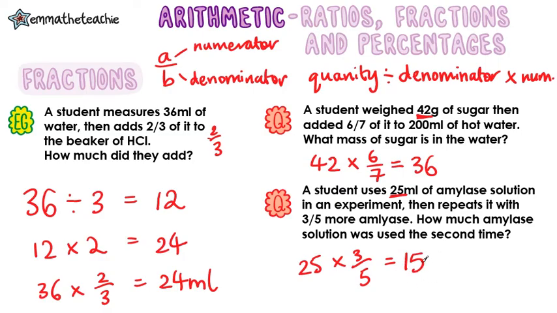Now, read the question carefully. This isn't our final answer because it says how much amylase solution was used the second time. That's the total amount. It doesn't say how much more was used. It just says how much was used. So we need to go back and add the 15 to the original 25 to get our final answer. And when we add those together, we get 40 milliliters. So well done if you got that and spotted that.